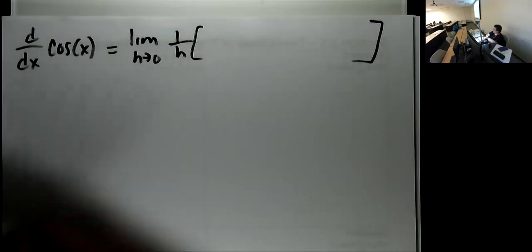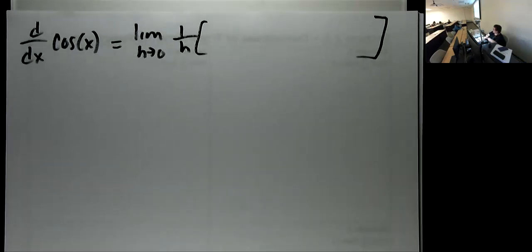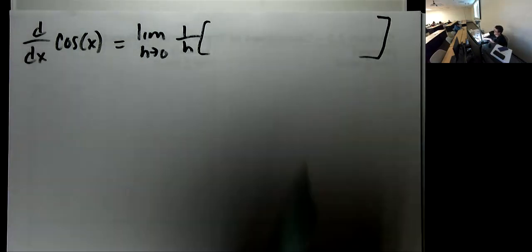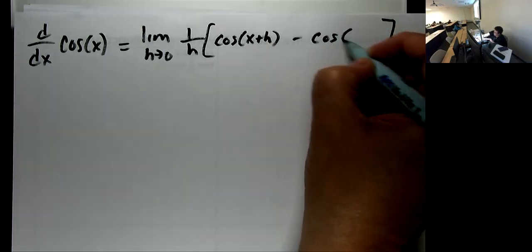What goes here in the bracket? Sin x? What? Negative sin x? That would be the final answer. But if this is f of x, what does the formula give us? Cosine of x plus h minus cosine x. That's correct. That's what I was going for.